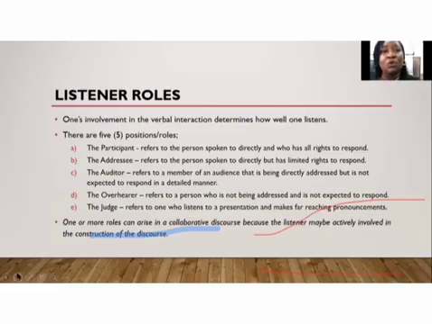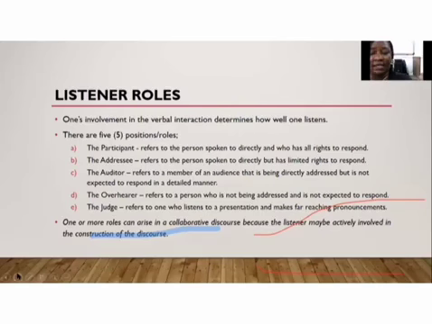The first is what we call the participant. The participant role refers to the person spoken to directly and who has all rights to respond. Typical example of that would be when 2 friends are having a discussion. Both of them speak to each other directly, and both of them have all the rights to respond to whatever the other is saying.